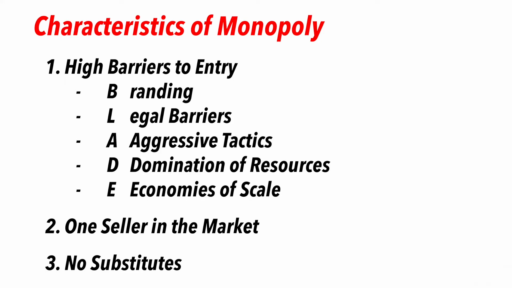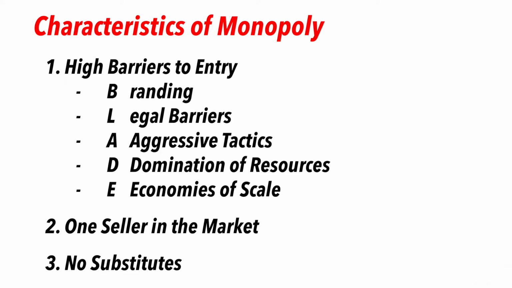In terms of other characteristics of a monopoly, as mentioned, there's only one seller in the market, and because of this, there are no substitutes for the products sold by the monopolists from other firms, because if there were substitutes, then consumers can switch to buy other goods from this other firm, and therefore there wouldn't be a monopoly in the first place.